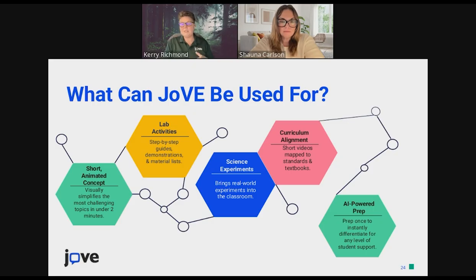And then our newest is our AI powered prep, which will instantly differentiate for any level of student support. So currently, what I showed you is where we are going, and we hope to have that ready and up and going by the end of October.